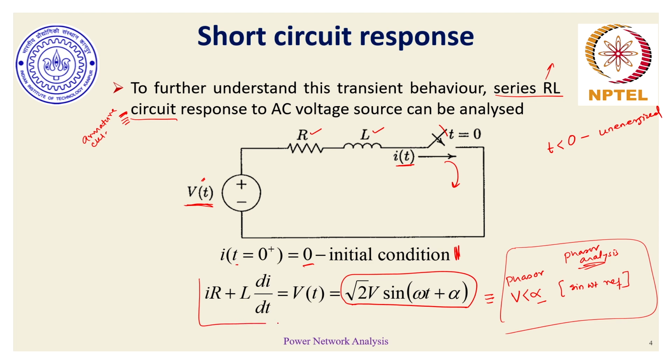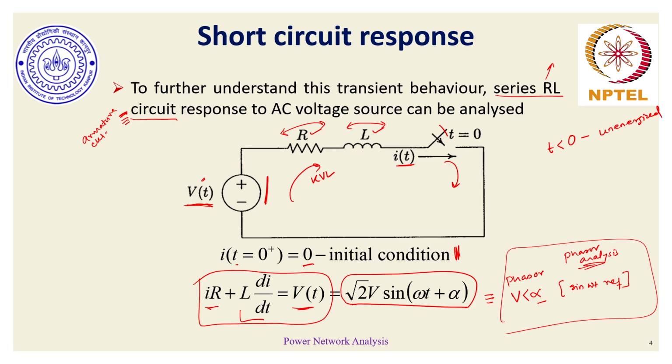And the corresponding equation that we make use of is through KVL across the circuit after the switch is closed. So we get i times R, which is the voltage drop across this resistor, plus L di/dt, the voltage drop across the inductor. Since there is no other voltage source present apart from this v(t) source, these voltage drops by KVL should sum up to the voltage applied in the circuit.